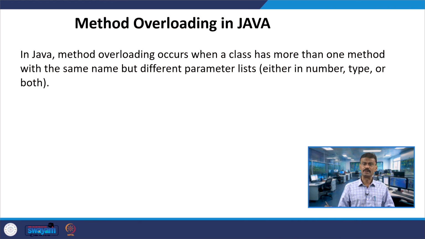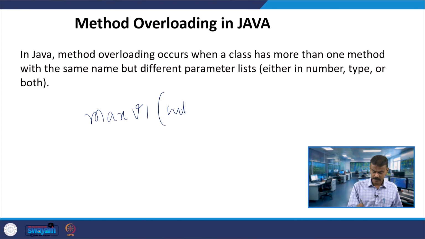Suppose a class has more than one method. They can have the same name, but they should have different parameter lists, either in number or type or both. For example, I want to find the maximum of two numbers, let us say max v1. So, int a comma int b I am writing, and the return type is integer.